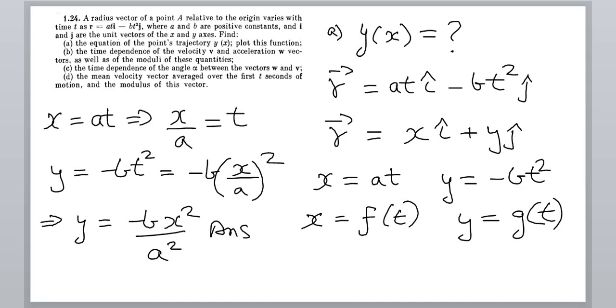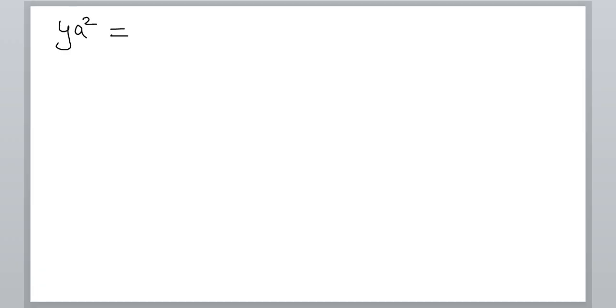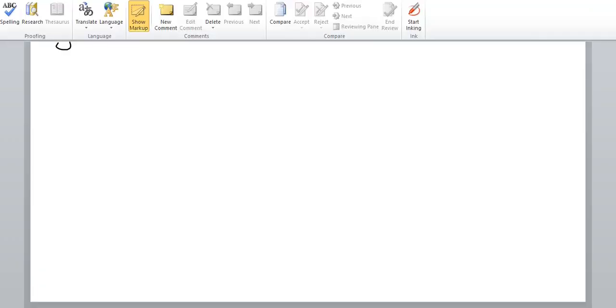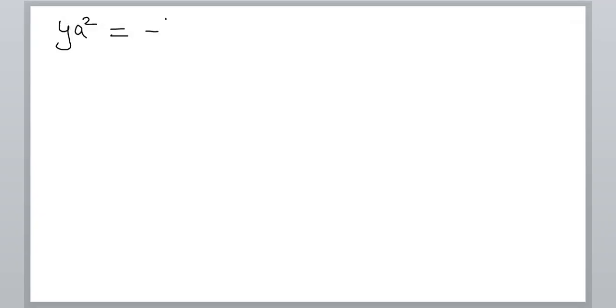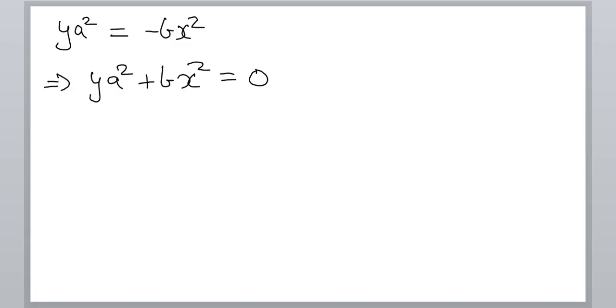is equal to minus b x squared. Okay, now this can be written as y a squared plus bx squared is equal to 0. So this is an equation in terms of x and y, and the problem is we don't know the values of small a and small b. It's mentioned in the question that small a and b are positive constants.